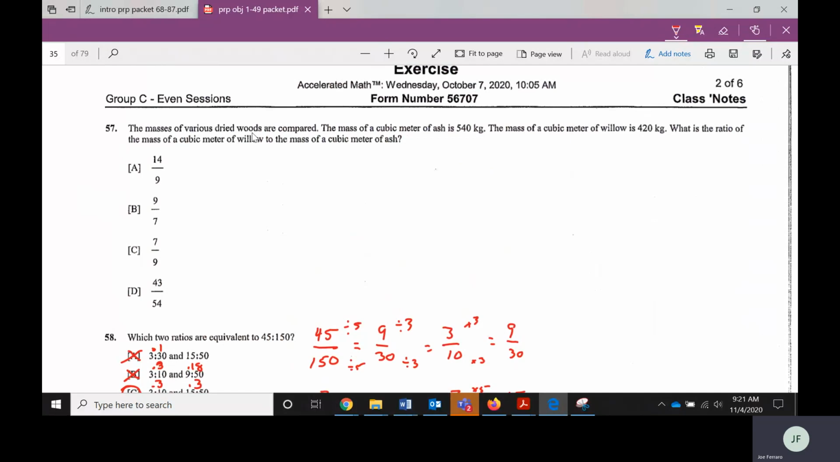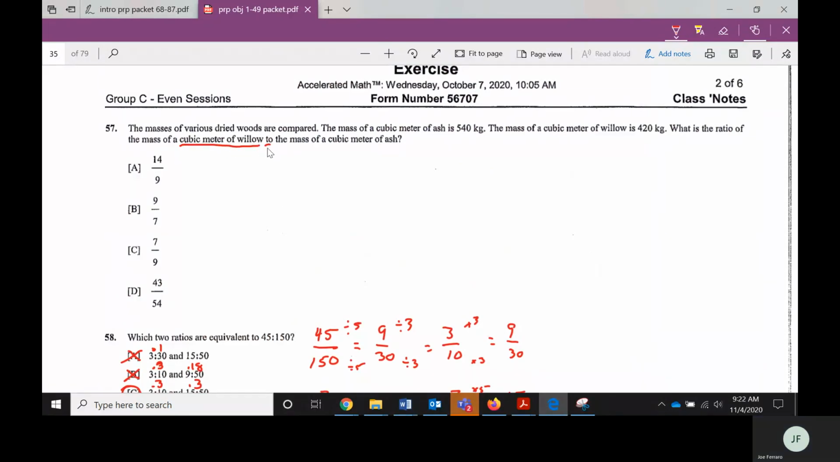The masses of various dried woods are compared. The mass of a cubic meter of ash is 540 kilograms. The mass of a cubic meter of willow is 420 kilograms. It says, what is the ratio of the mass of a cubic meter of willow to the mass of a cubic meter of ash? So the key here, you're going to look at the question, and they're going to give you whatever items you're looking at.